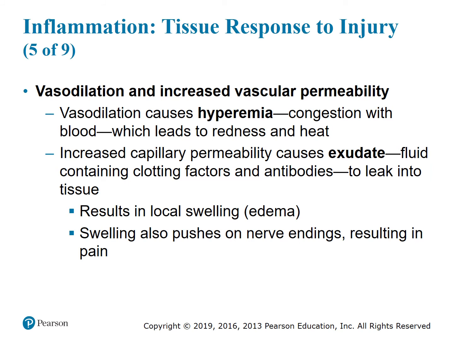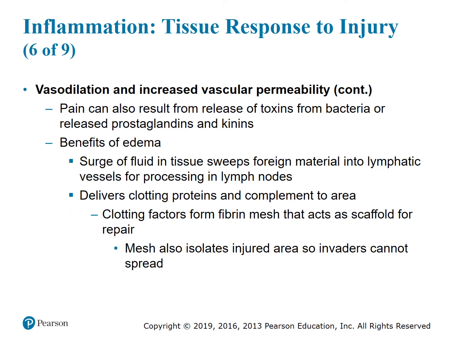So let's look at vasodilation and increased vascular permeability. Vasodilation causes hyperemia, which is congestion with blood, which leads to redness and heat. Increased capillary permeability causes exudate, where a fluid containing clotting factors and antibodies leaks into the tissue, and this results in local swelling or edema. Swelling also pushes on nerve endings, and this will result in pain. Pain can also result from release of toxins from bacteria or released prostaglandins and kinins.